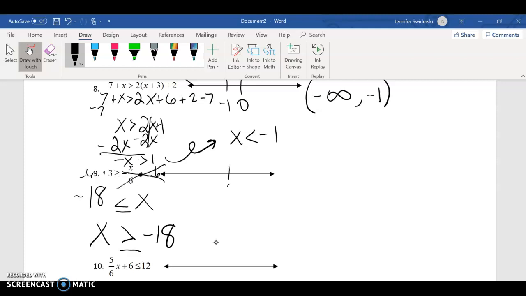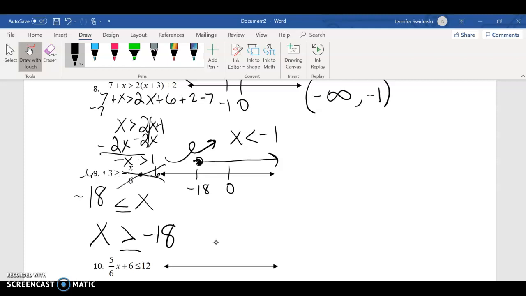All right, indicate where your 0 is. Indicate where your negative 18 is. Is my circle going to be opened or closed? My circle is going to be closed because of that line underneath, greater than or equal to. All right, because of that, all the way on the left, here's negative 18. It's going to be greater than or equal to negative 18. x for that variable is going to be greater than or equal to negative 18.